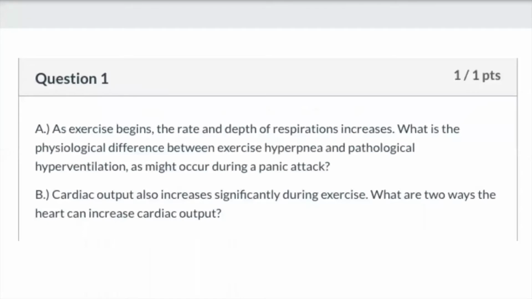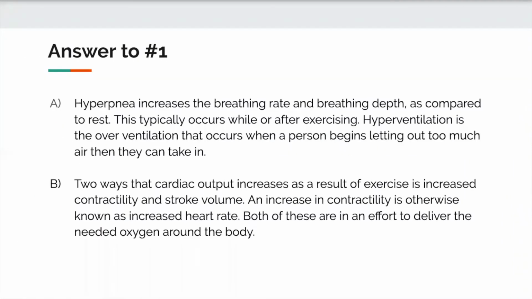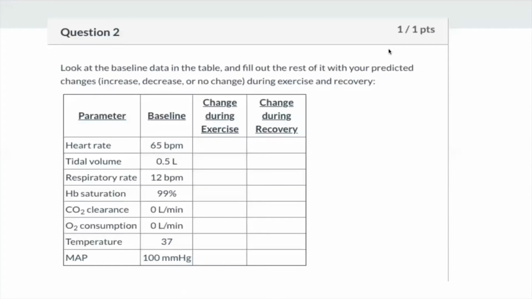Part B, cardiac output increases significantly during exercise. What are two ways the heart can increase cardiac output? Two ways that the heart can increase cardiac output as a result of exercise are increased contractility and stroke volume. An increase in contractility is otherwise known as increased heart rate. Both of these are an effort to deliver needed oxygen around the body.